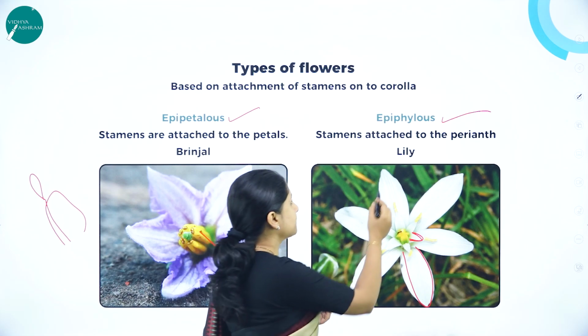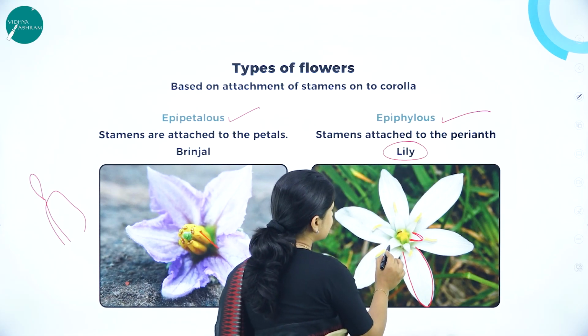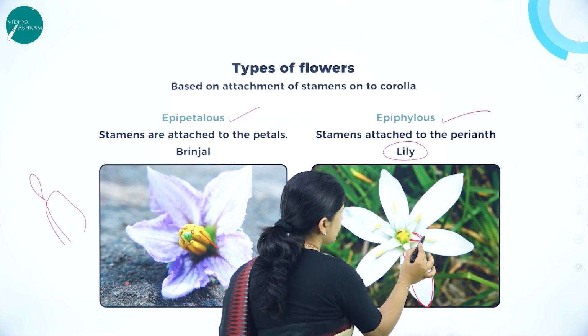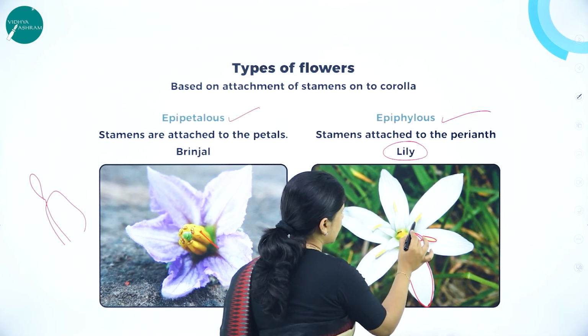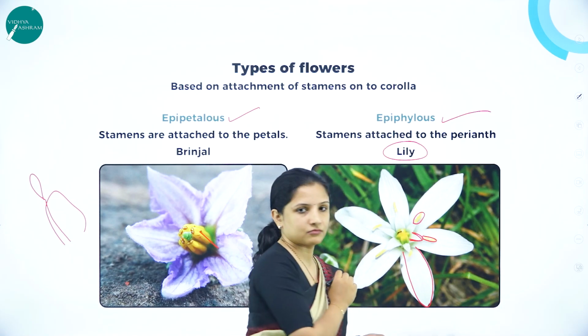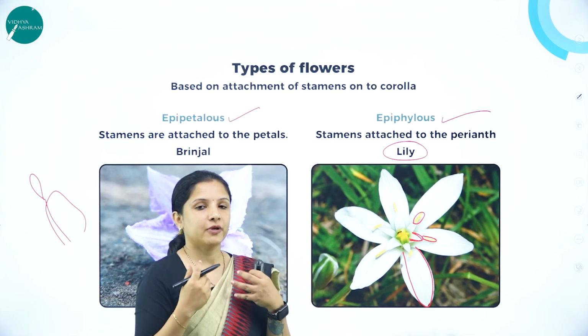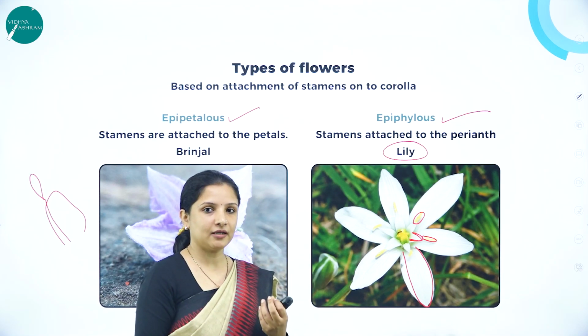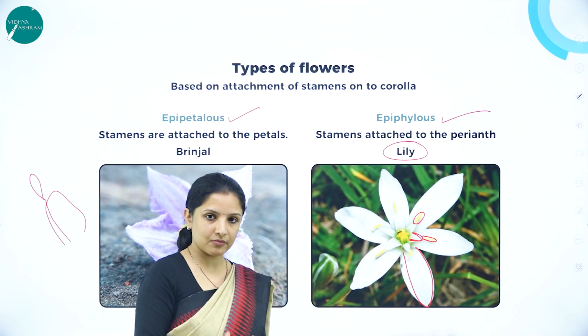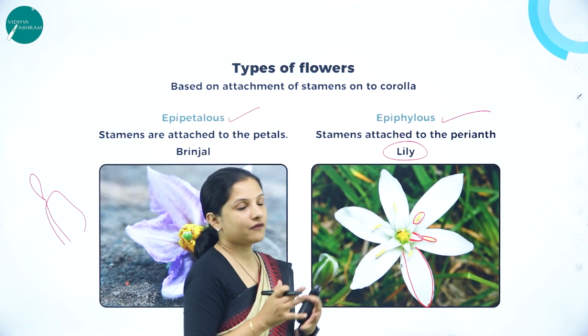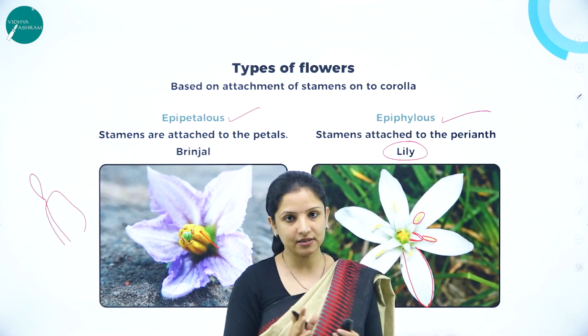For example, lily. So here if you can see, the stamens are attached. So this portion, the stamens are attached directly to the perianth. That type of attachment of stamens to the perianth, if flowers are there wherein the stamens are attached to the perianth, then we call such flowers epiphyllous flowers.